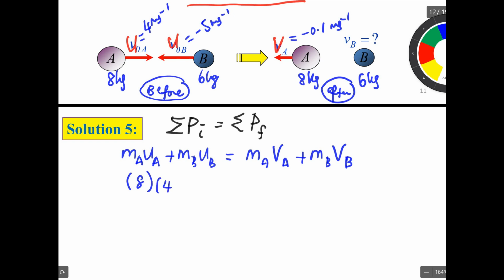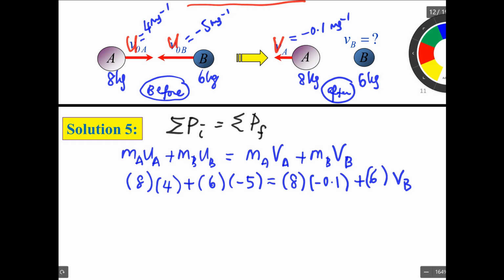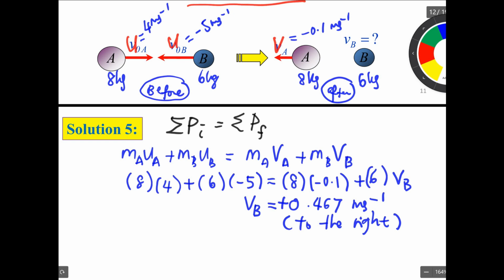8 times 4 plus 6 times negative 5. Why negative? Because the direction of UB is to the left, is equal to 8 times negative 0.1, VA is also to the left, plus 6 VB. Okay, so we get VB is equal to 0.467 meter per second. So the value of VB is positive, so the direction is to the right. Why? Because it is positive here.